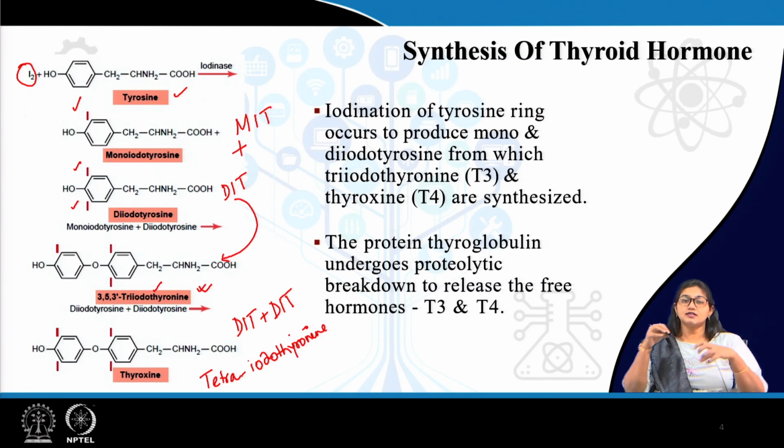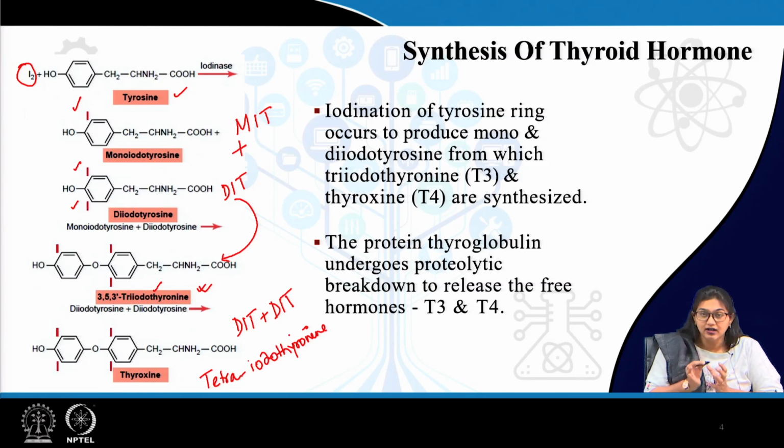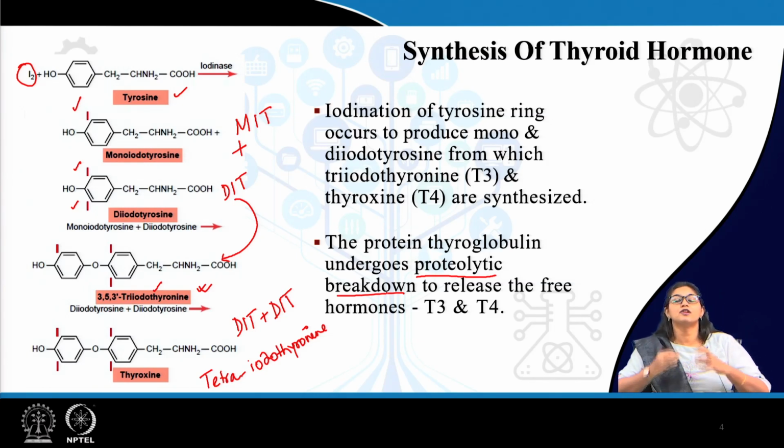Now, these DIT, MIT, T3 and T4 are attached to the thyroglobulin residues, and if there is proteolytic degradation, it releases T3 and T4 from the stored thyroglobulin, and T3 and T4 are released into the circulation. Now, thyroid hormone synthesis is not this simple.